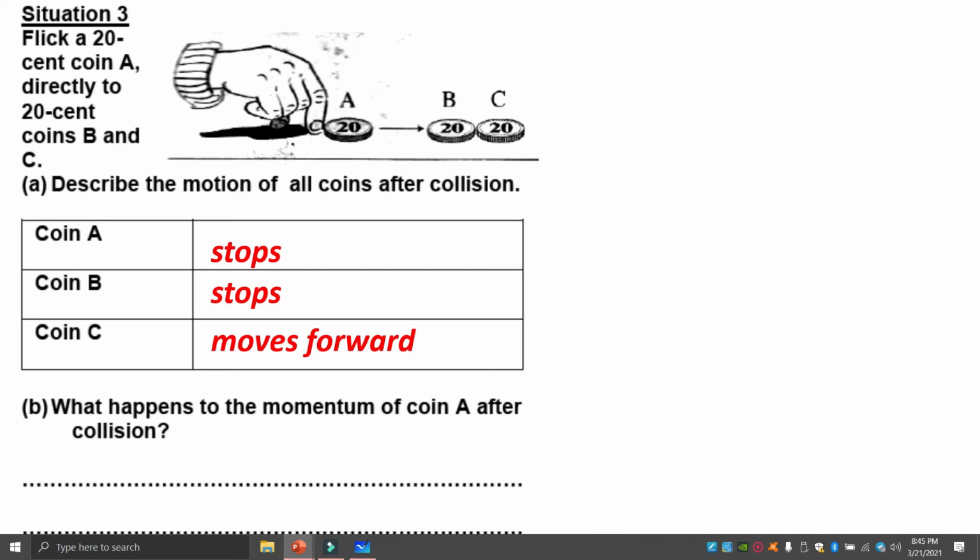Okay, so the next question, what happened to the momentum of coin A after the collision? So the momentum will decrease, right? Because it stops. So it means v is 0. Okay, so p is equal to mv. So v is 0, the momentum also should be 0. So it will decrease. Okay, and also it will transfer the momentum to coin B and coin C. Okay, so that's why it becomes 0. It transferred the momentum to coin B and coin C, and the coin C will move with the same momentum.